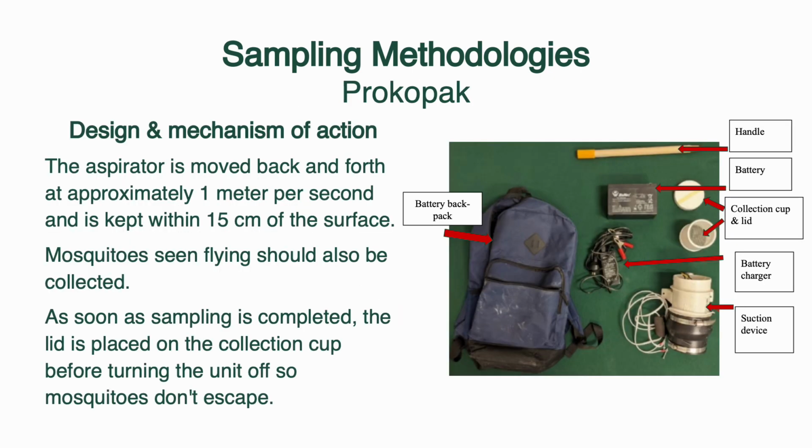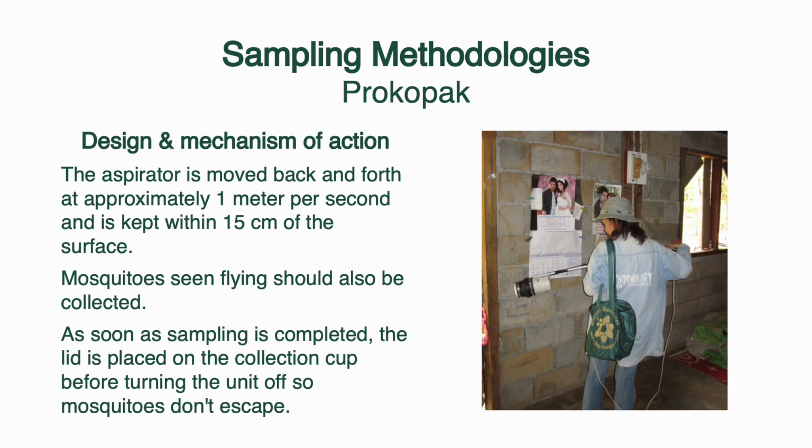The Procopack aspirator consists of a suction unit, removable collection cup with lid, and an extendable handle for sampling in hard-to-reach areas. It is powered by a portable 9-volt battery, typically carried in a backpack or pouch for mobility. During sampling, the aspirator should be moved steadily left to right at approximately 1 meter per second, with the intake held within 15 centimeters of the surface. After sampling, the collection cup should be sealed before switching off the device to prevent specimen escape. Cups must be clearly labeled with location, date, and time, and stored for later identification or pathogen testing.